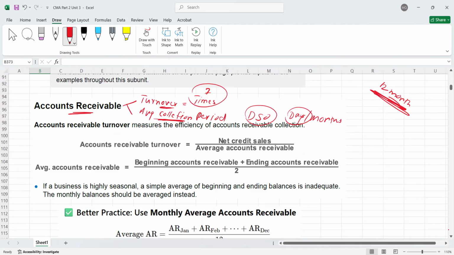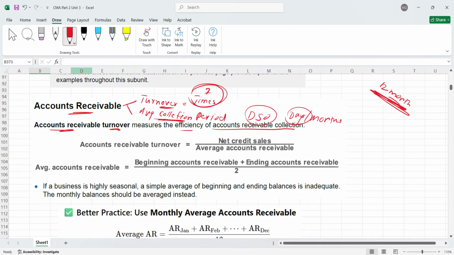Now I'm starting with first the account receivable turnover. So if you look at here, what's the interpretation which is written here? Account receivable turnover, which will give you answer in times, measures the efficiency of account receivable collection. As I told you earlier, it means how many times we converted our receivables into cash in a given period. Definitely higher answer is desirable, not the lower answer.